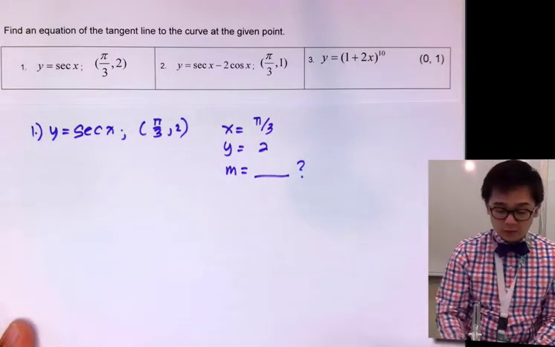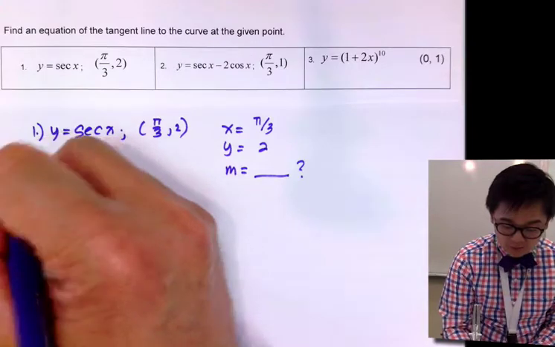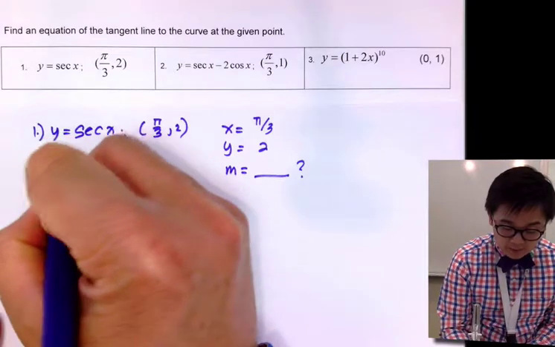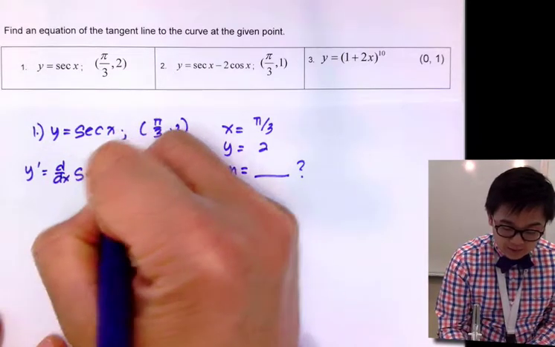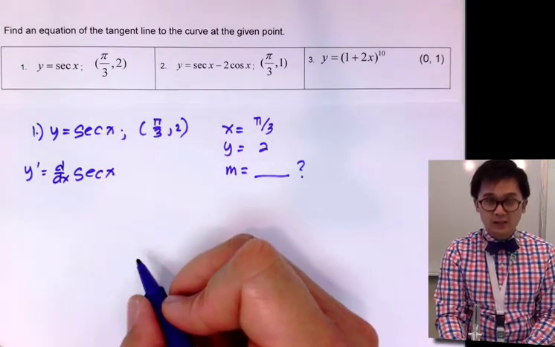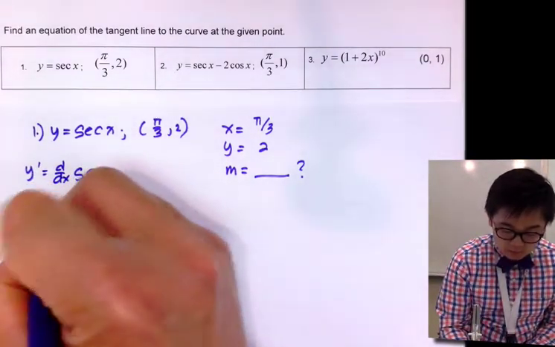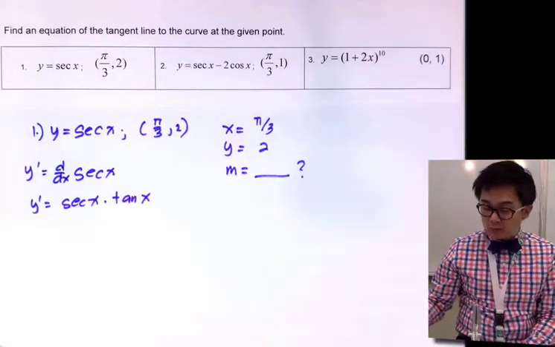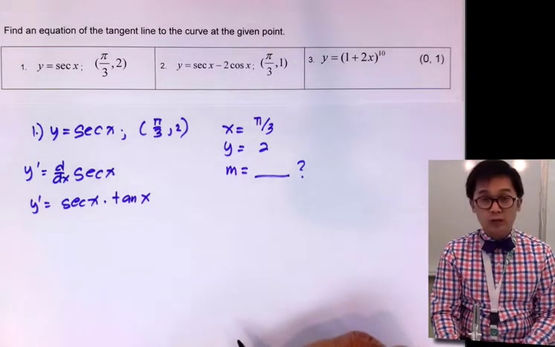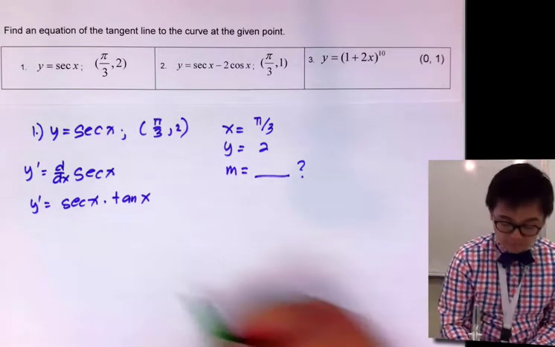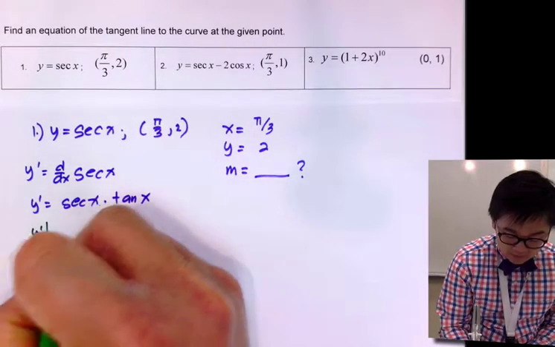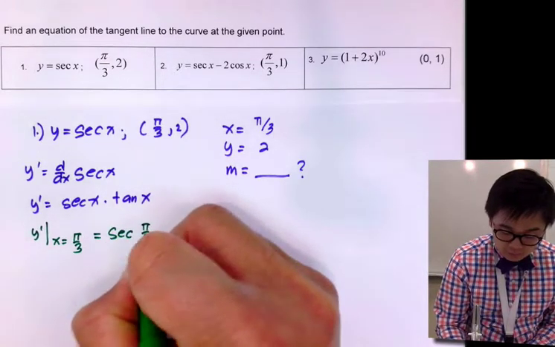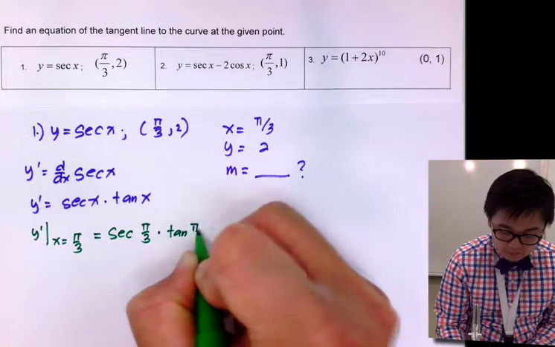To find the slope, we can simply find the derivative of the function, which gives the equation that will help us find the slope of the line. So y prime is d/dx of secant x, and the derivative of secant x is secant x tangent x, so y prime is secant x times tangent x. But we're supposed to evaluate it at x equal to pi over 3 so we can find the slope at that point. So we have y prime evaluated at x equal to pi over 3, which is secant pi over 3 times tangent pi over 3.